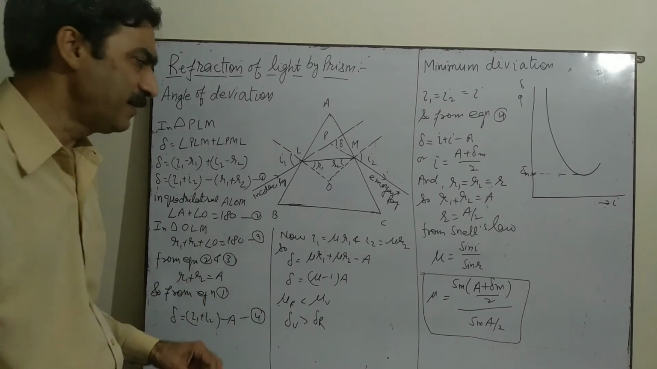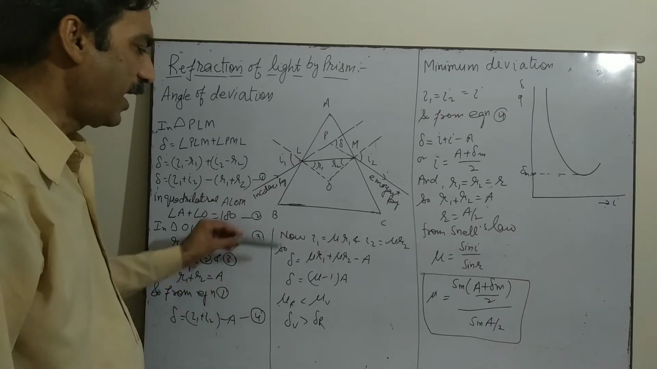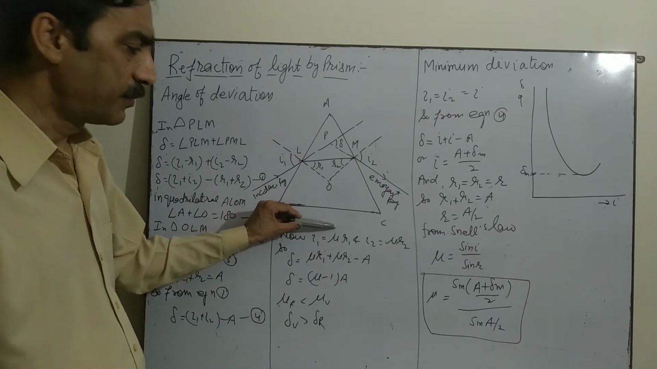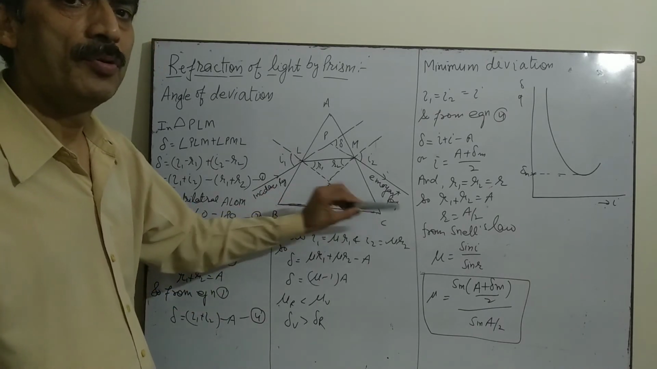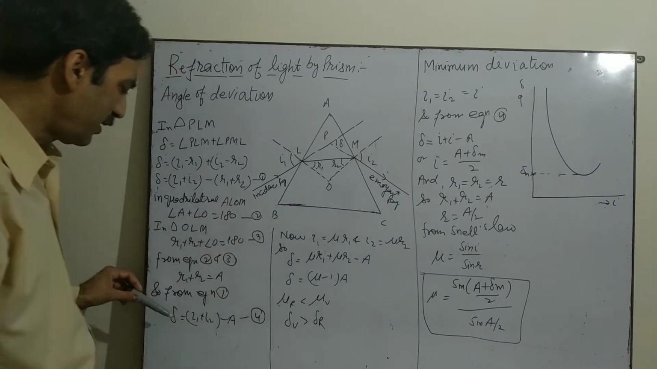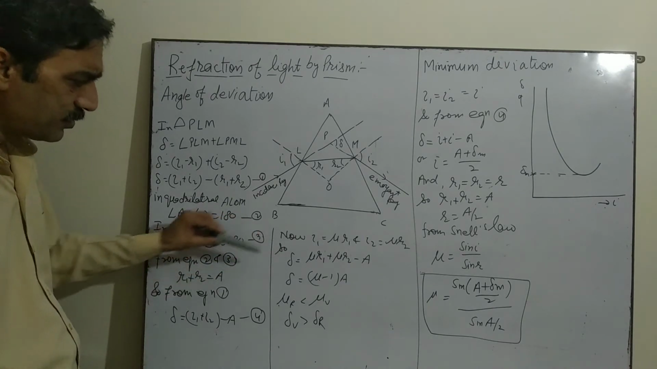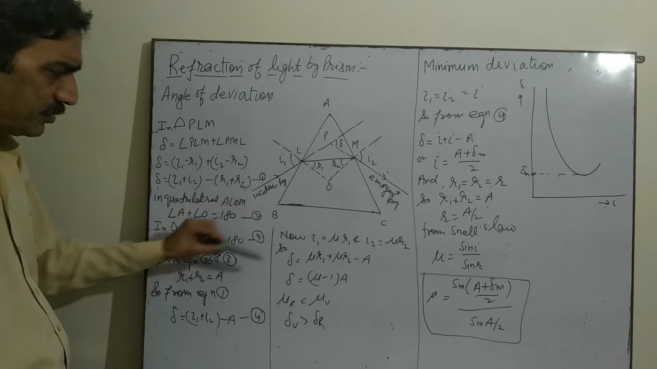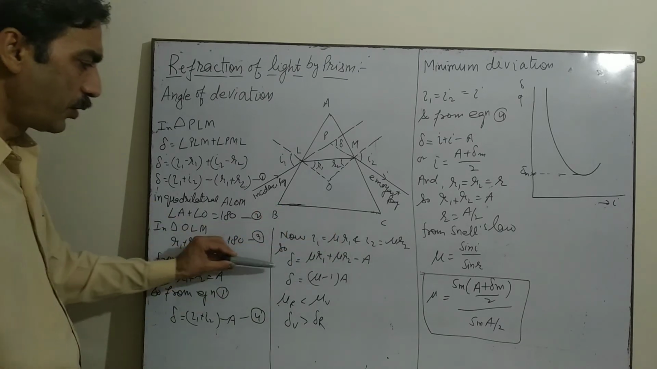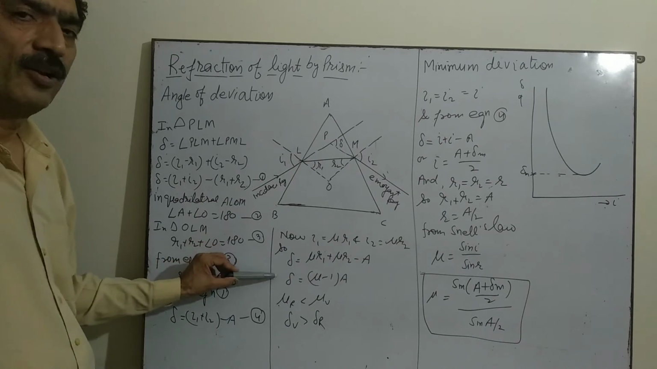Now from Snell's law, if I1 and R1 are small, then I1 is equal to mu R1. Similarly, I2 is equal to mu R2. Now we put this value of I1 and I2 in equation 4. So delta is equal to mu R1 plus mu R2 minus A, or delta is equal to mu minus 1 into A. This is the angle of deviation.